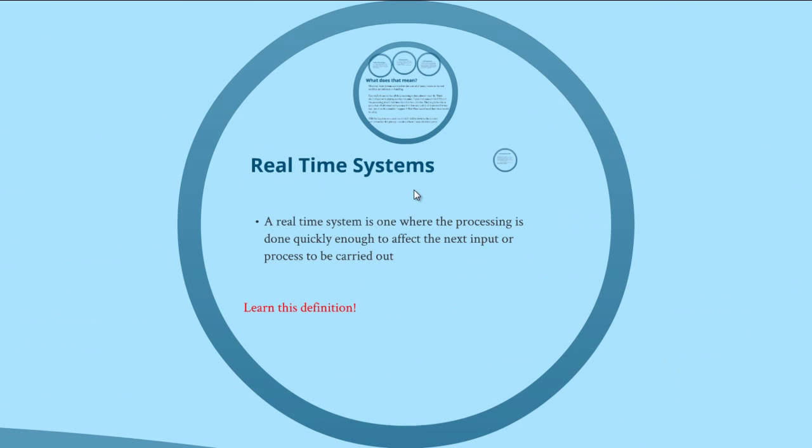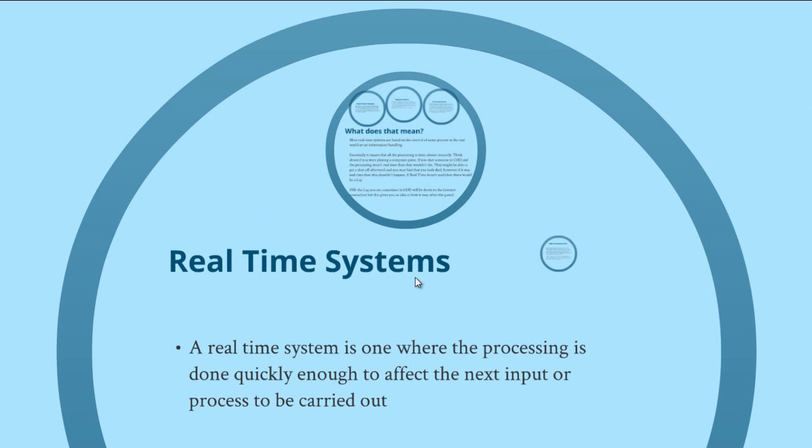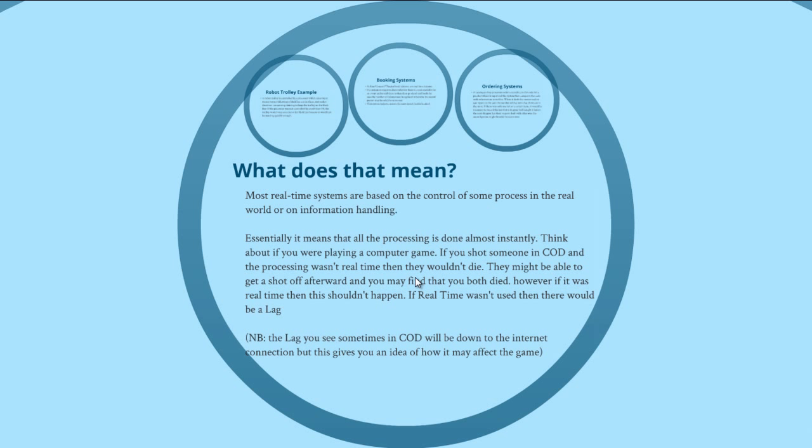Right, the next one we need to look at are real-time systems. A real-time system is one where the processing is done quickly enough to affect the next input or process to be carried out. Learn this as a definition. It's a good answer for an exam question that will get you 2 marks usually. So what does this mean? Most real-time systems are based on the control of some process in the real world or on information handling. Essentially it means that all the processing is done almost instantly.